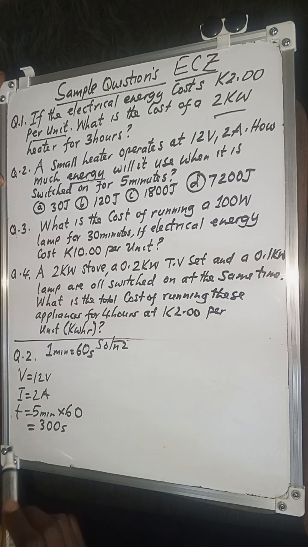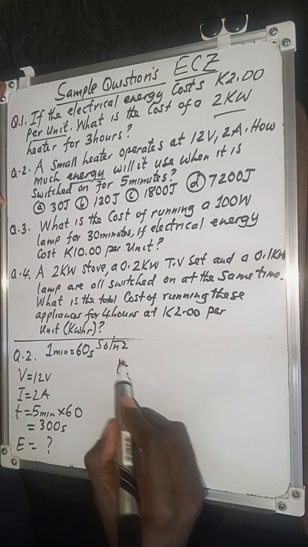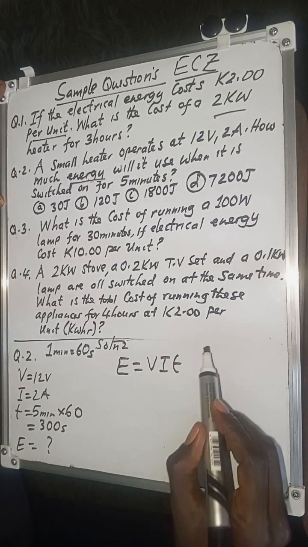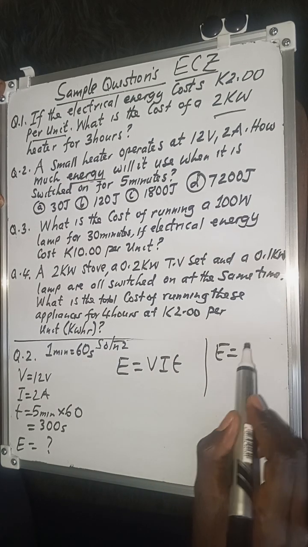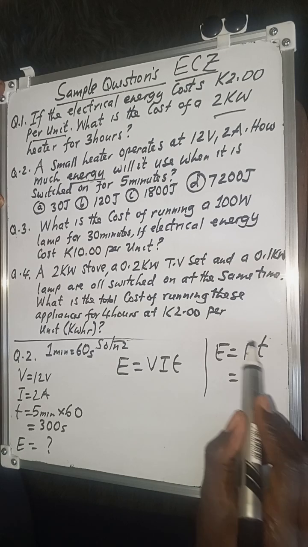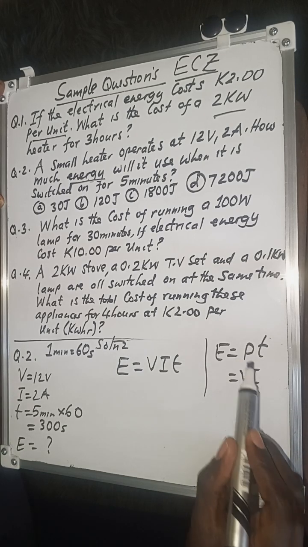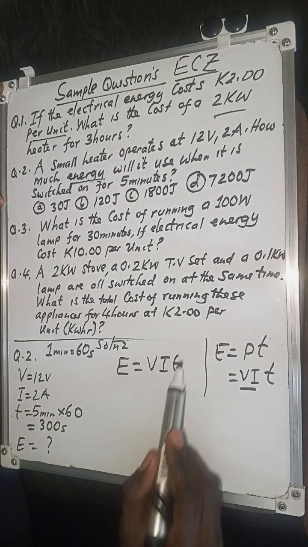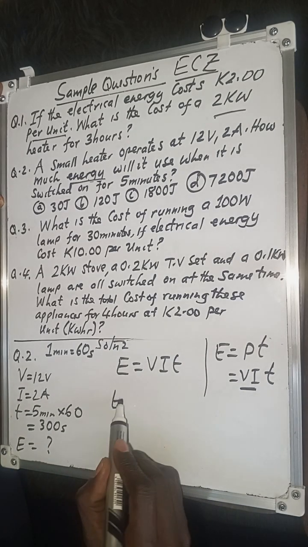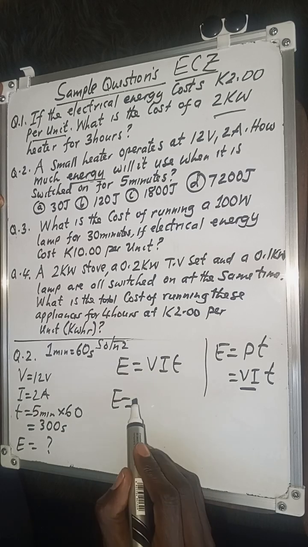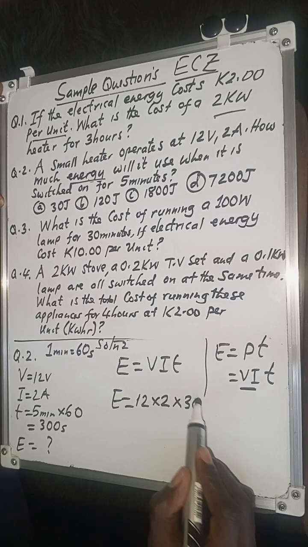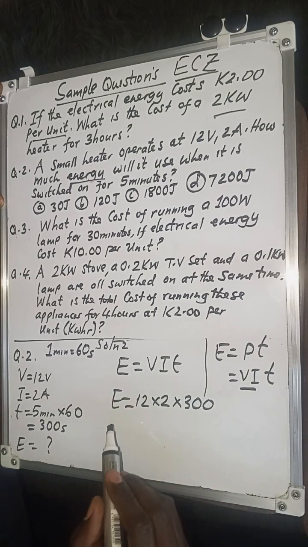Now, what do I need to do? I need to calculate the electrical energy. Remember what we said, electrical energy is equal to voltage times current times time. It's the same thing as power times time, because power is equal to voltage times current. So I've just substituted where there's power. This is the formula that you're having. So electrical energy: what's the voltage? It is 12. What's the current? It is 2. And for how long? It is 300. Remember to put it in seconds.